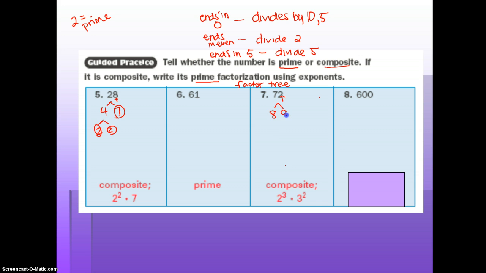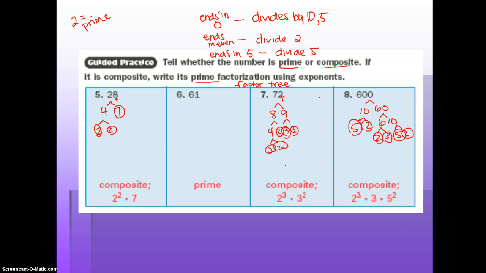And again, you can do 8 and 9, which is 4 and 2, 2 and 2, and 3 and 3. 8 is 10 and 60, 5 and 2, 6 and 10, 2 and 5 are prime, 2 and 3 are prime, 10 is 5 and 2. So you have 2 cubed, 3 times 5 squared. Remember to put the multiplication in your prime factorization as well as the exponents.